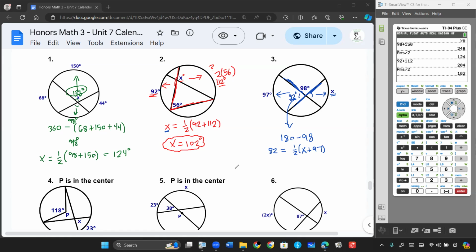So to solve that, I'm going to want to multiply by 2 to both sides to get rid of the 1/2. So I'll do 2 times 82 to cancel that out. 2 times 82 is going to be 164. So we'll write 164 equals x plus 97. And at that point, I can subtract 97 from 164 to get my final answer. And let's do that. So 164 minus 97 is 67 degrees. So arc X is going to be 67 degrees off to the side.